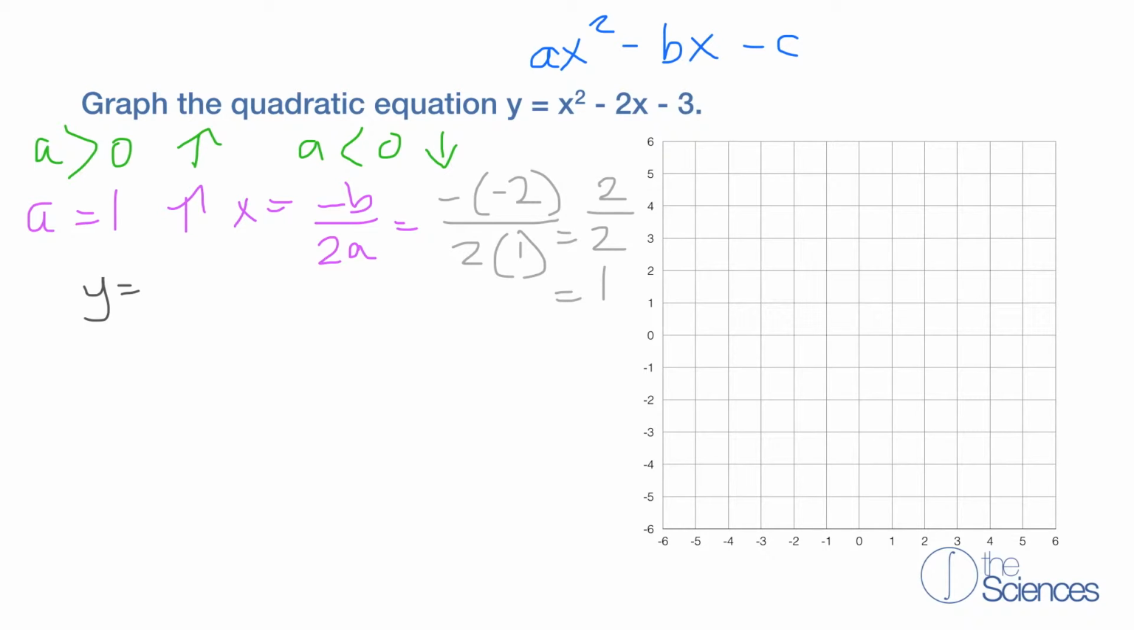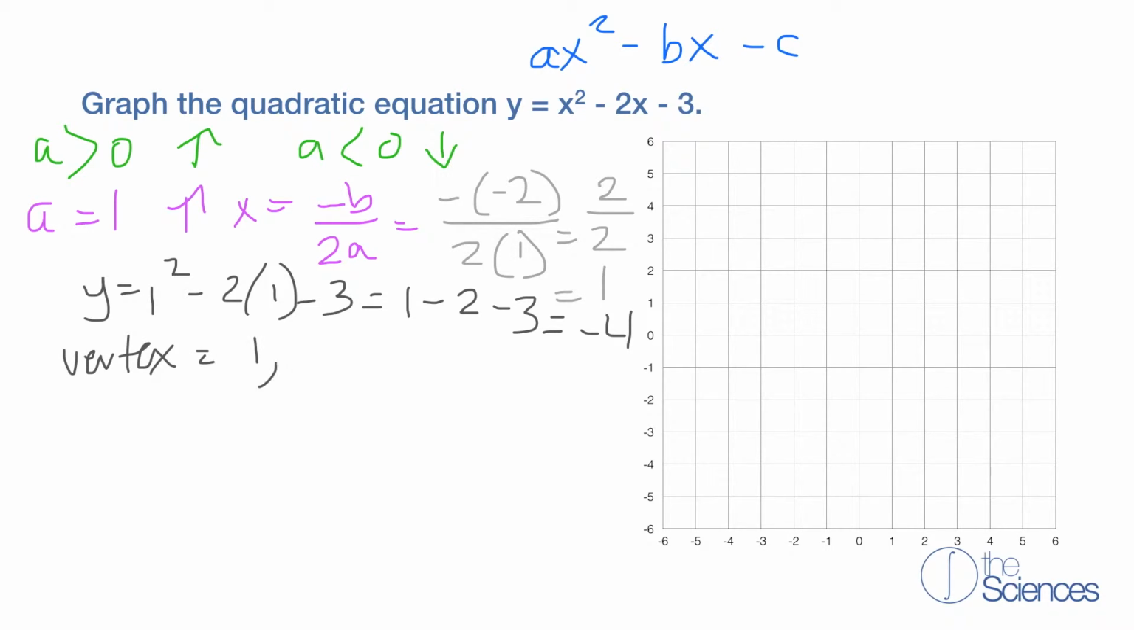in our equation. So here we have 1 squared minus 2 times 1 minus 3. So now we have 1 squared, which is 1, minus 2 times 1, minus 3. So now we have 1 minus 2, which is negative 1, minus 3 is negative 4. So our vertex is the point 1, negative 4.